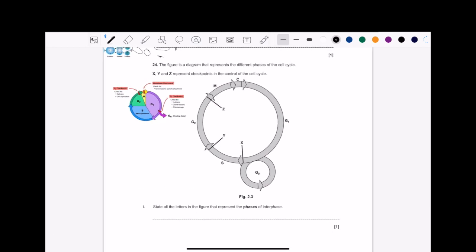Okay, so this one seems like a very simple question, just state all the letters. But actually it trips up so many different people, okay? Because let's read it. State all the letters in the figure that represents the phases of interphase. Phases, okay? Not checkpoint, phases. So here, what would be the phases is G1, S, and G2. That's it. The reason why I put this question in the video is because if you said M or C, you don't get the mark, despite saying G1, S, and G2.